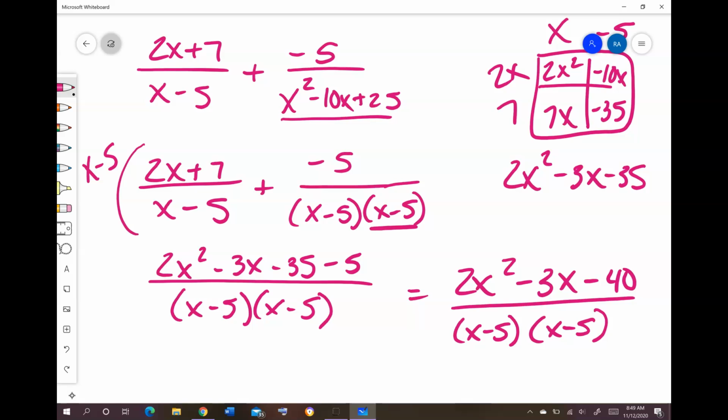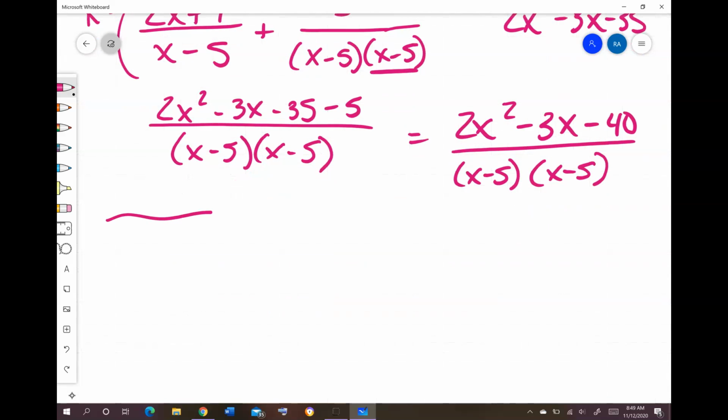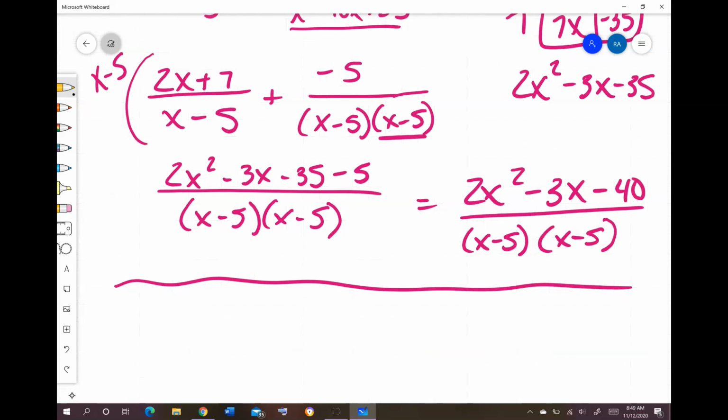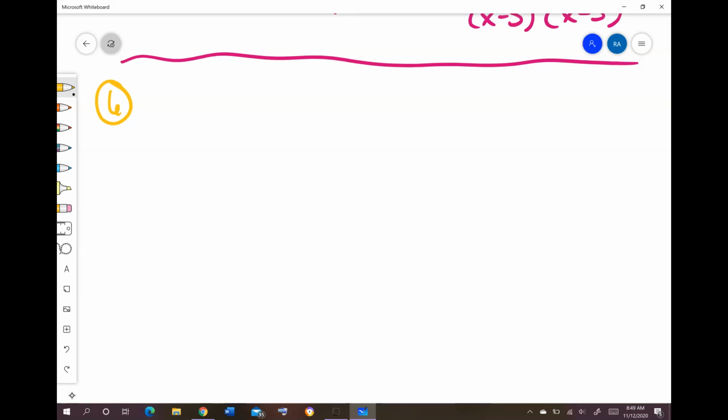So see how it's just one extra step? That is it. Let's do 2 more subtraction ones, and then we're going to call it a day. So number 6. All right, number 6. So we've got 2 over x minus 2 minus 7. Remember when you have that whole number, put it over 1. Keep, change. So we'll have 2 over x minus 2 plus negative 7 over 1.